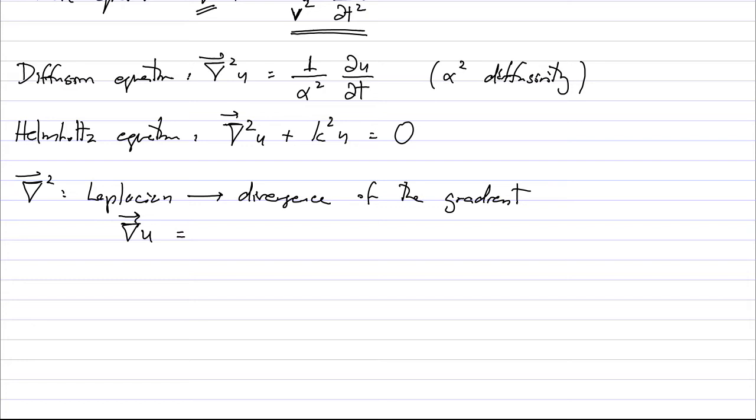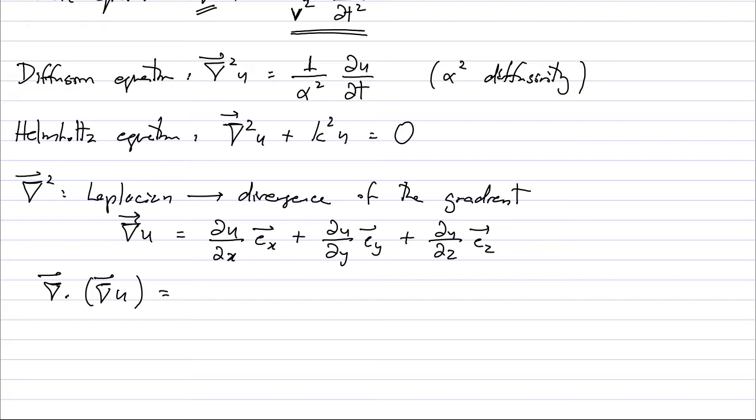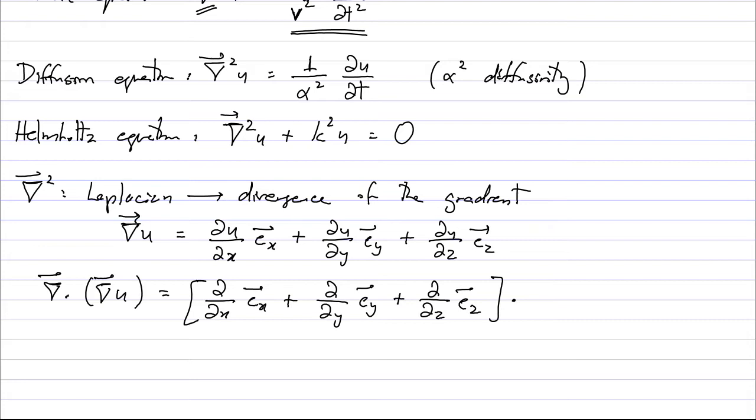This, as you well know, is given in Cartesian coordinates by partial u with respect to x, dx, plus partial u with respect to y, dy, plus partial u with respect to z, dz. Okay. And then you take its divergence. So you have del dot del u. This, of course, will be partial with respect to x, dx, plus partial with respect to y, dy, plus partial with respect to z, dz, dotted with partial u with respect to x, dx, plus partial u with respect to y, dy, plus partial u with respect to z, dz.